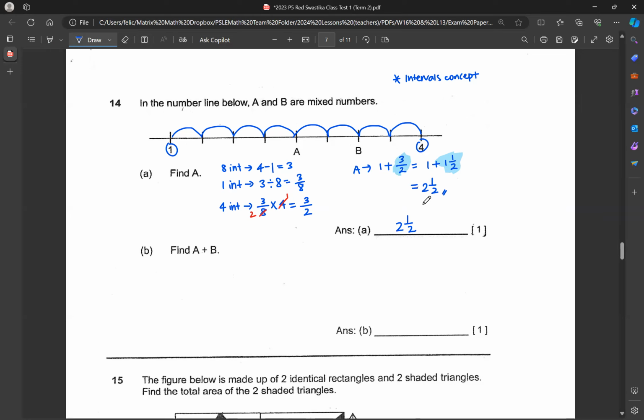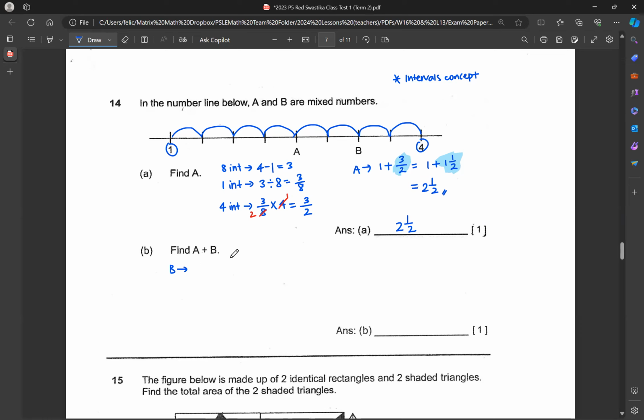Alright, the next one is find A plus B. We have found A from earlier, so now we need to work out what B is. To work out B, you can use 4 wholes minus the two intervals value, or you can use A, assuming your A answer is correct, and move forward 2 intervals to get to B. Either way, it's fine. Let's say for B, I want to use starting from A.